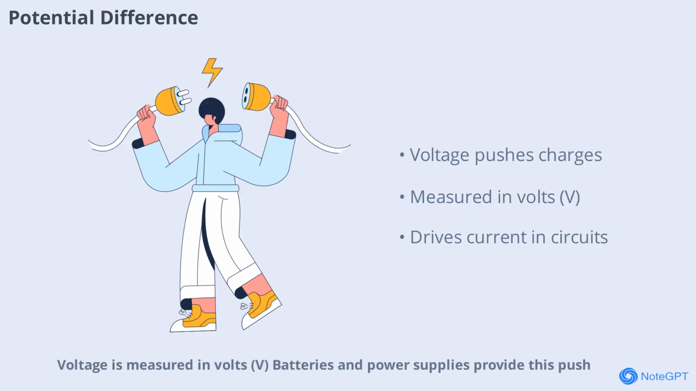Batteries and power supplies provide this push, enabling current to move through wires and components. Without potential difference, there would be no flow of electricity. Understanding voltage helps us design circuits that work efficiently and safely.